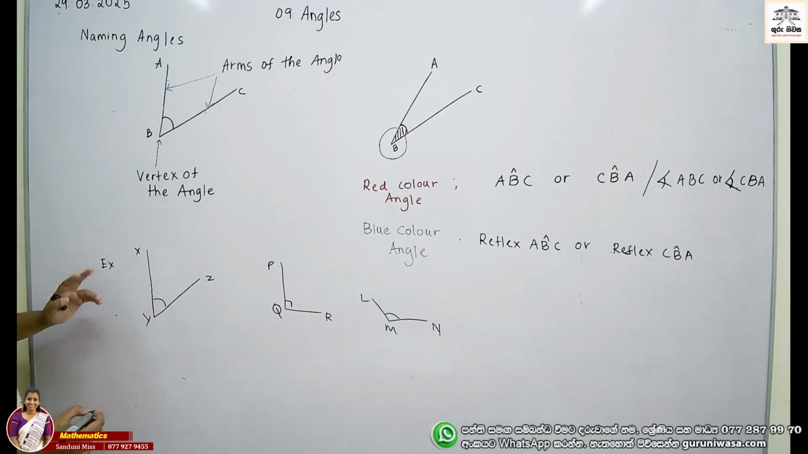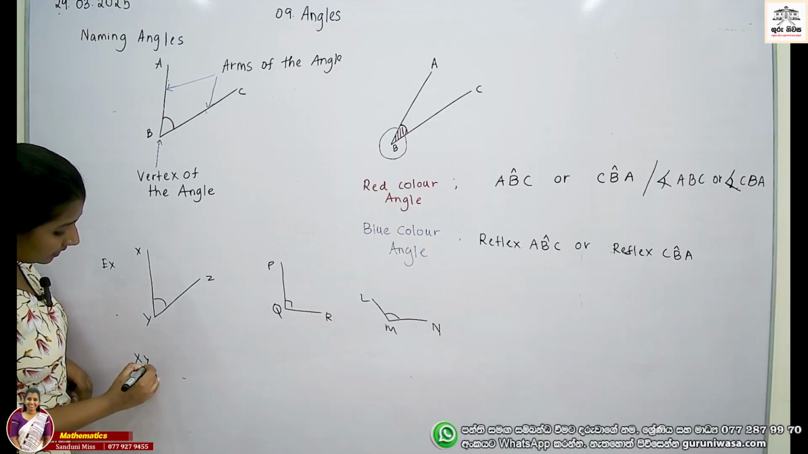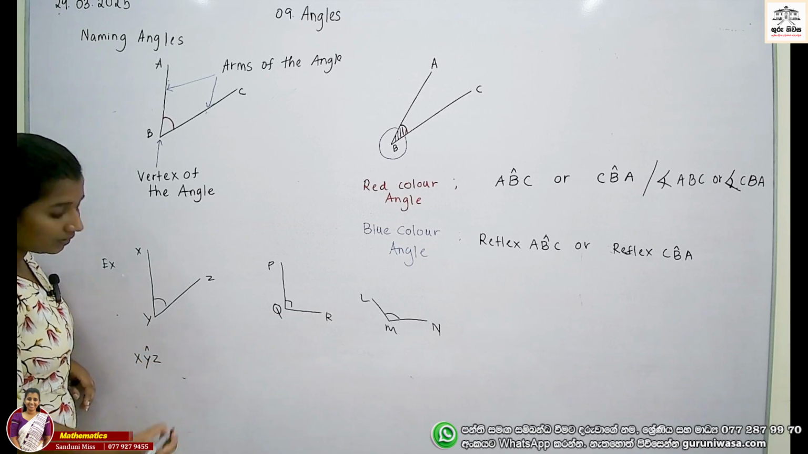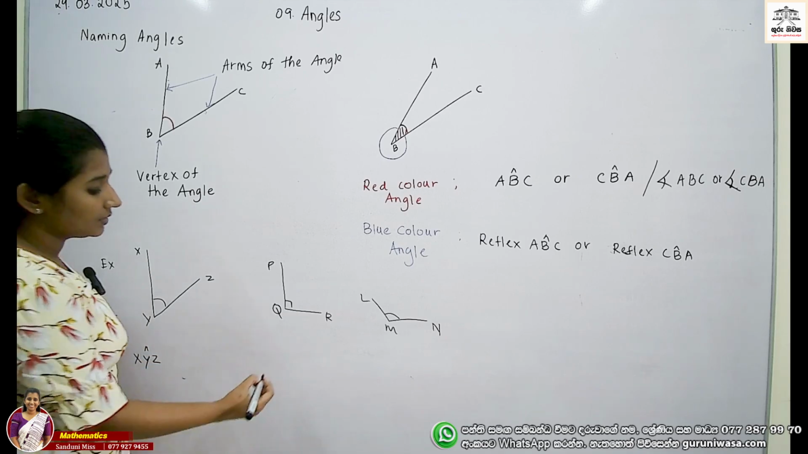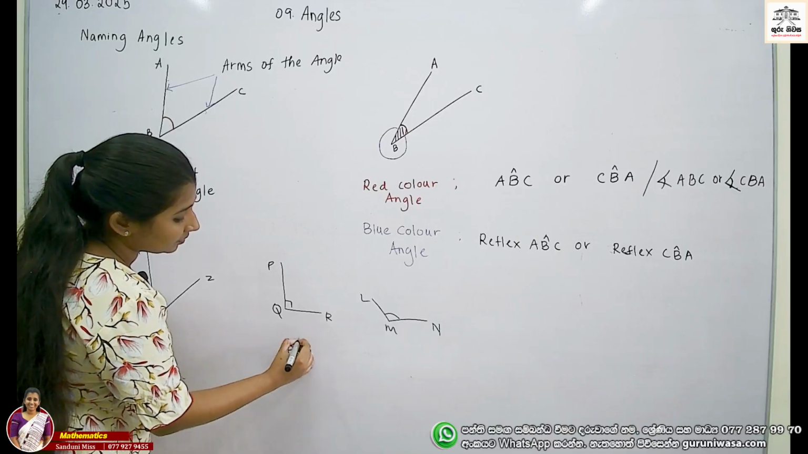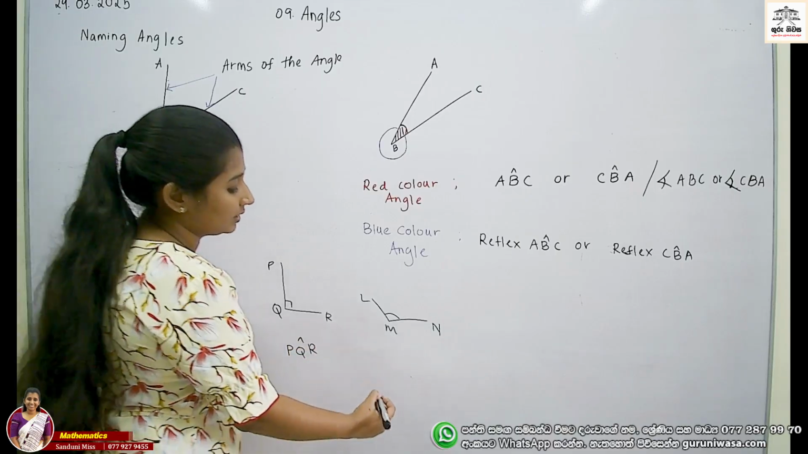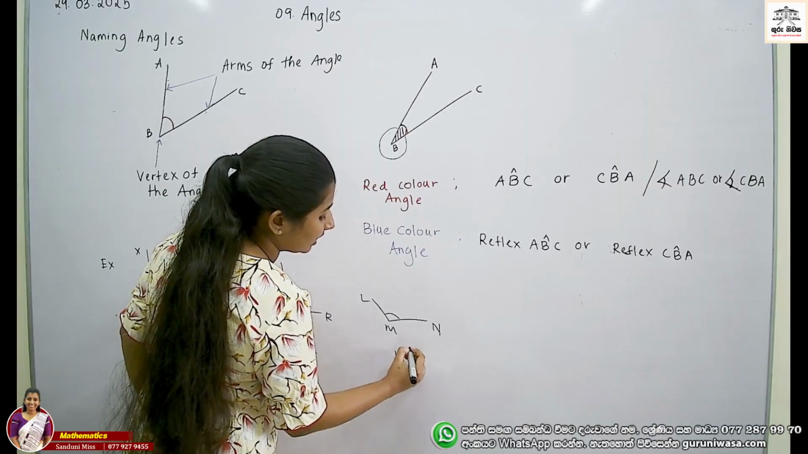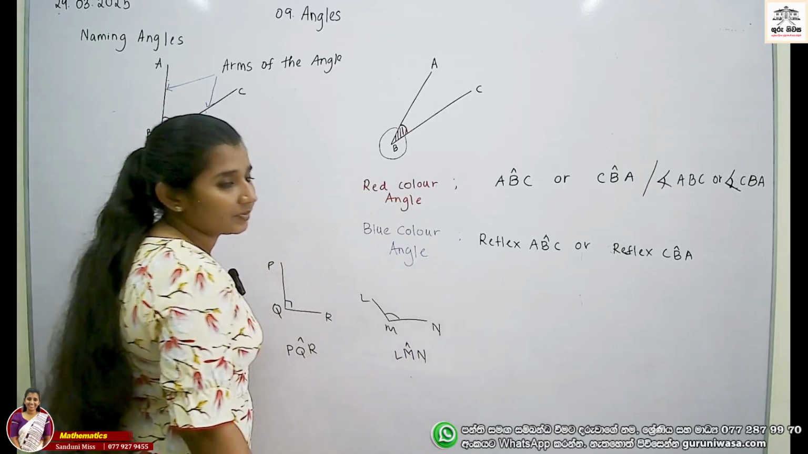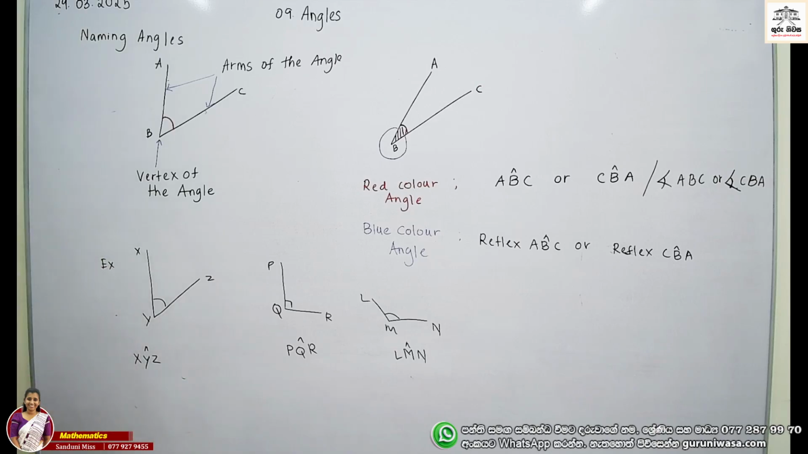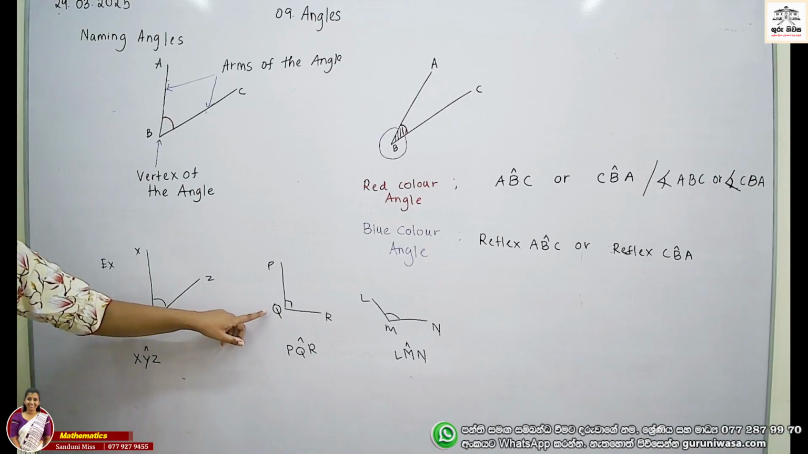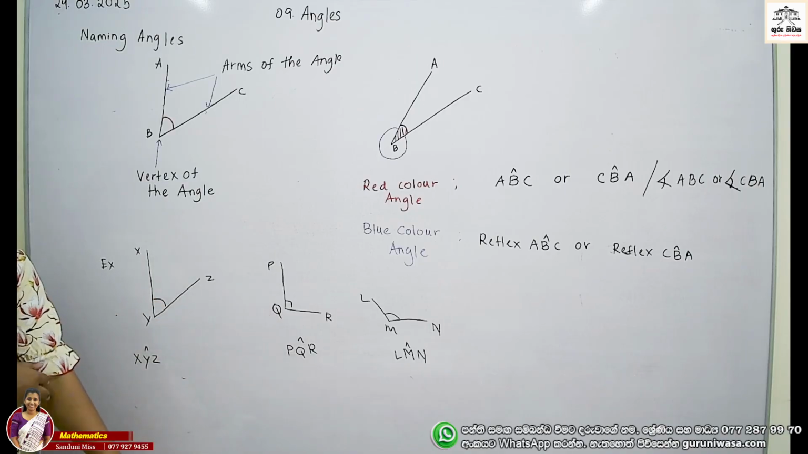These ones, how can we name? X, Y, Z, or Z, Y, X. This one we can name as PQR. This one L, M, N, or NML. Somehow the letter at the vertex of the angle should be in the middle. Okay, right.